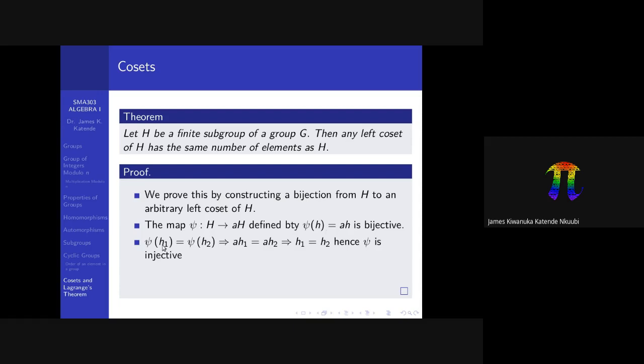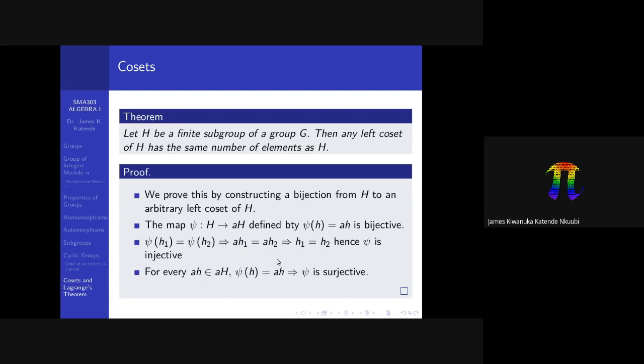So if the image of H1 under the map is equal to the image of H2, what this means is that AH1 is equal to AH2. But then this again means that H1 must be equal to H2. If you apply the cancellation laws, you can get rid of the A on the left, and this means H1 must be equal to H2. But then this implies the map is injective.